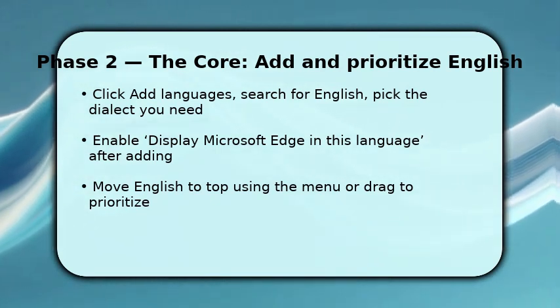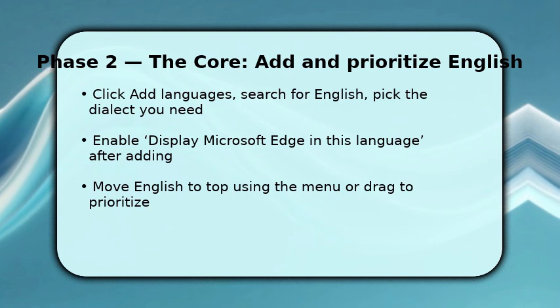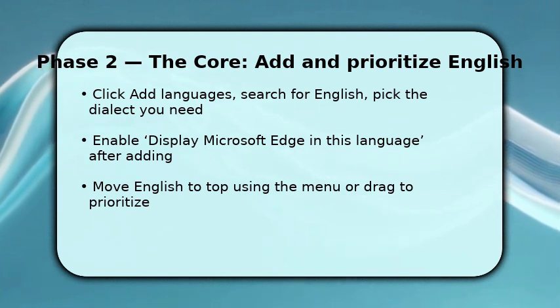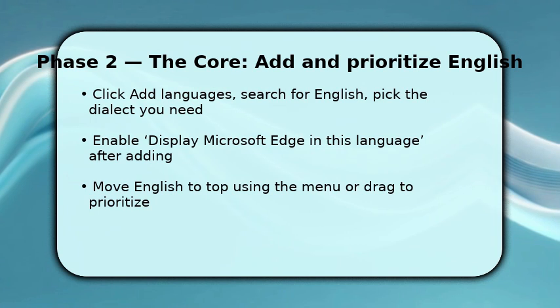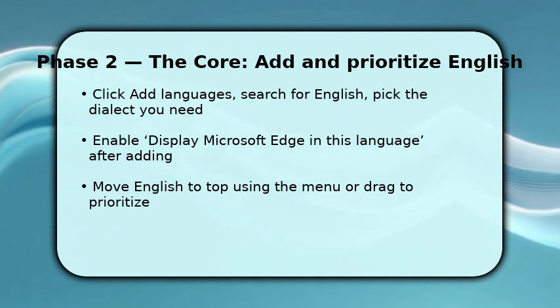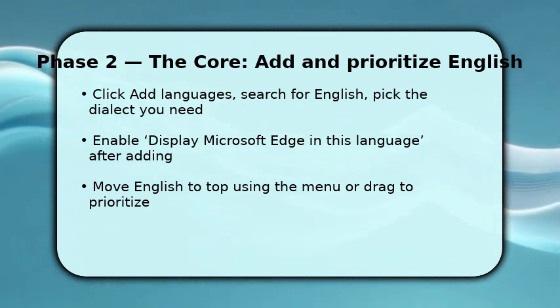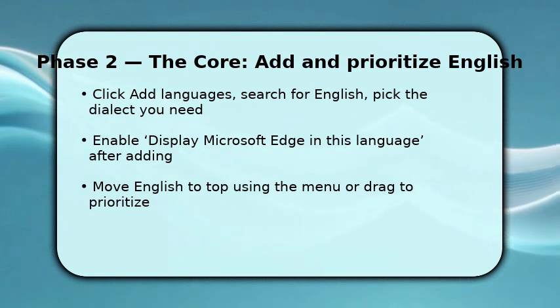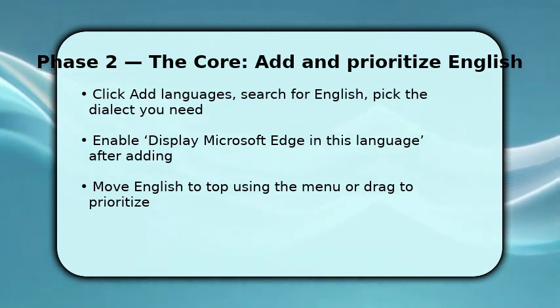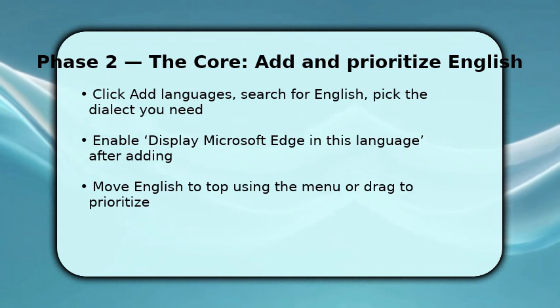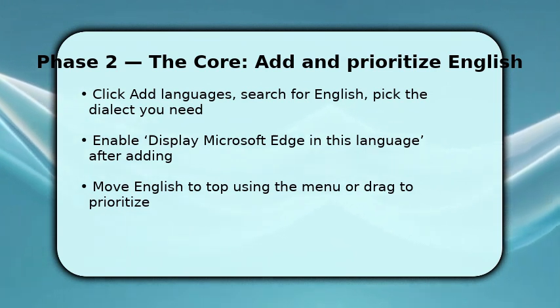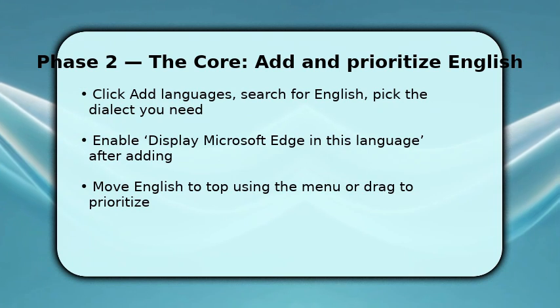After adding, enable the option that says Display Microsoft Edge in this language so Edge knows to use it for menus. Then move English to the top of the list using the three-dot menu or drag and drop because priority controls which language displays. Make sure to accept any prompts to download the language pack. That download is what actually swaps the interface text.